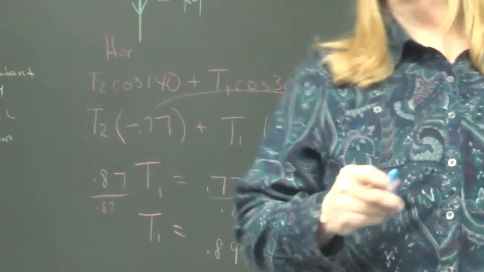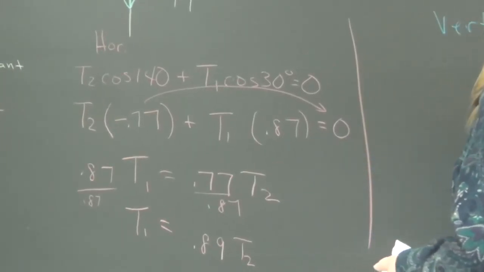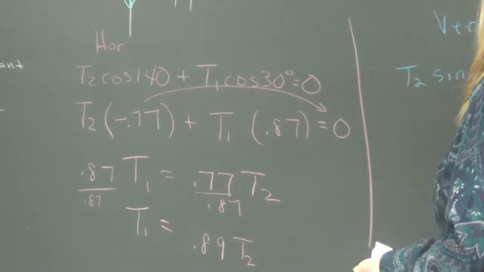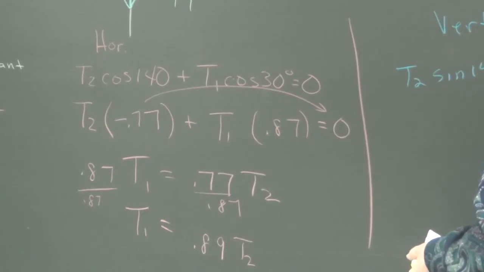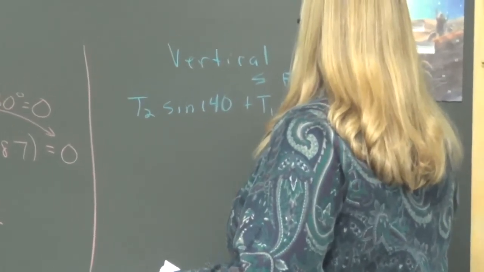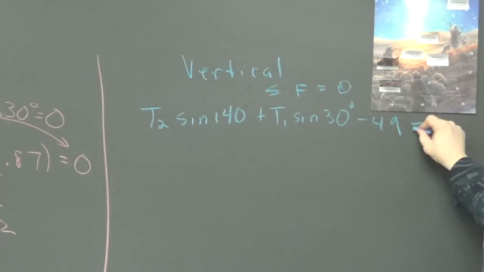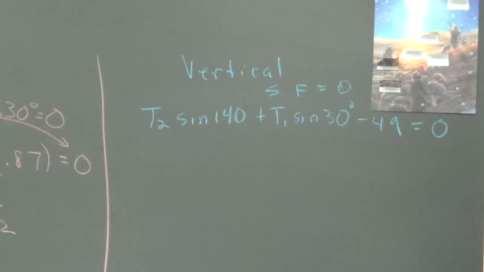Now we switch over to the vertical side, and we're going to gather all the up and down forces. So we have T2 sine 140 and T1 sine 30 and a negative 49. Again, the sum of the forces equals zero because we are in equilibrium. There's no acceleration, so I'm going to set them equal to zero.